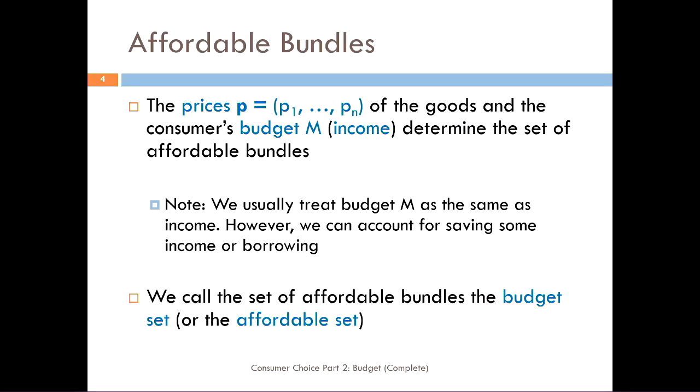Okay. We call the set of affordable bundles the affordable set or the budget set. Now, budget set is much more common, so I'm going to use that, although maybe affordable set is a clearer definition. So the budget set are all the affordable bundles. These are the things that we can afford to buy. Okay. Let's see what they look like.